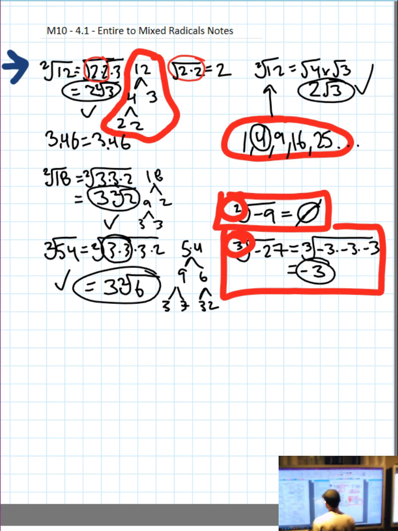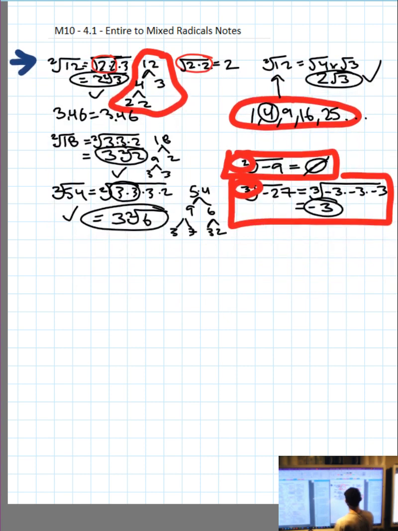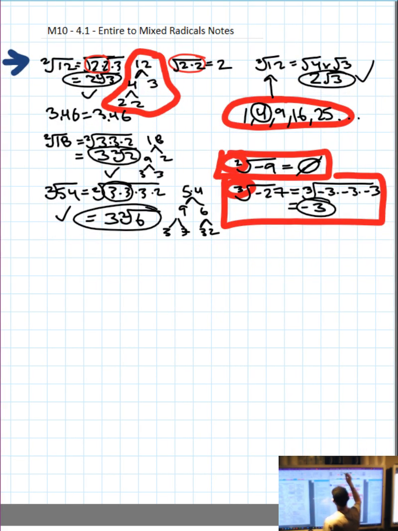Okay, so we skipped root 72. I'm going to shrink up my stuff a tad. So again, we skipped the square root of 72 in the notes. Just if you have 2 things, bring them both out and multiply them. Check your answer.